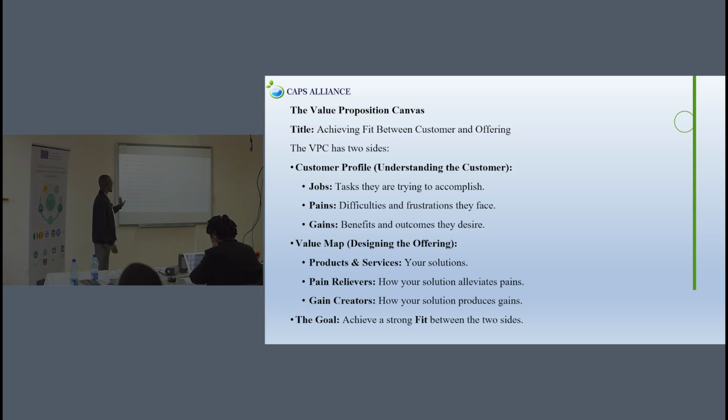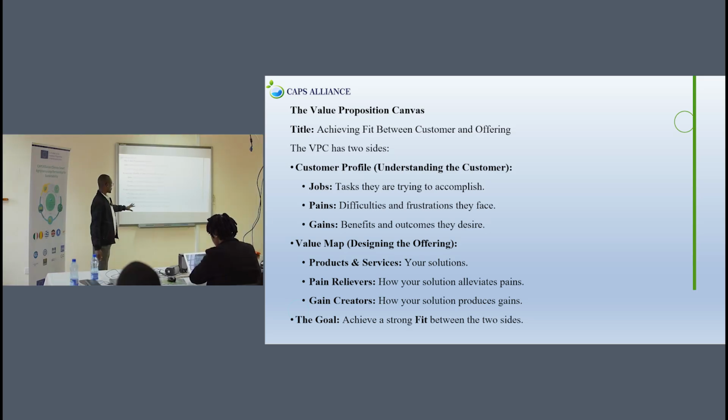And then you have to look at the value map. The value map are the products and services. That is your solution. Then you have to look at the pain relievers. You offer the solution to the pain that they have already given you, and then you need to have gain creators. So if you know something that your farmers can do to increase their profit, you don't keep it to yourself, but you pass it over to them, and then whatever they will get, you celebrate together. This one will help to achieve fit between the two sides.